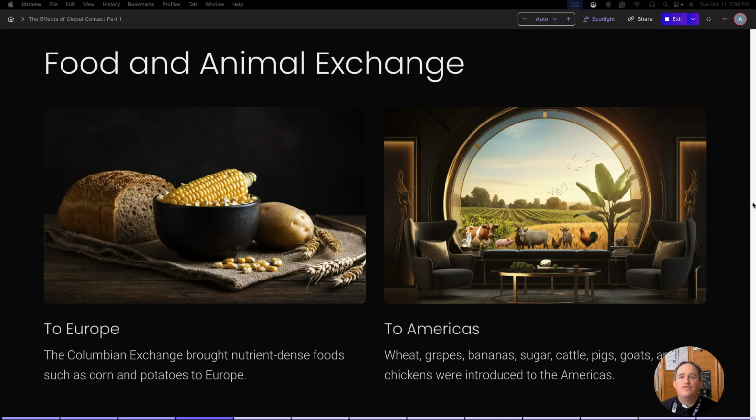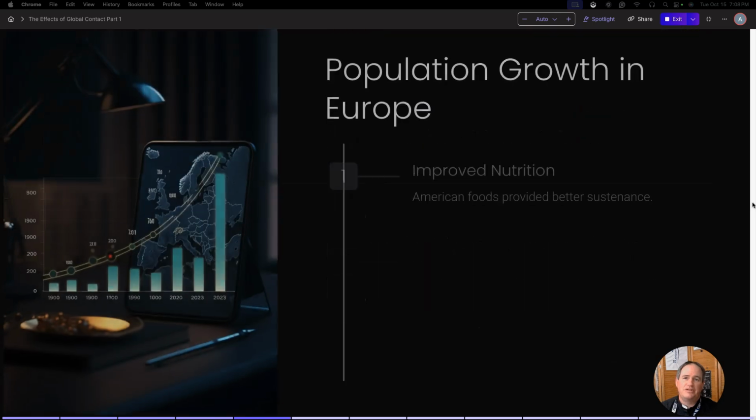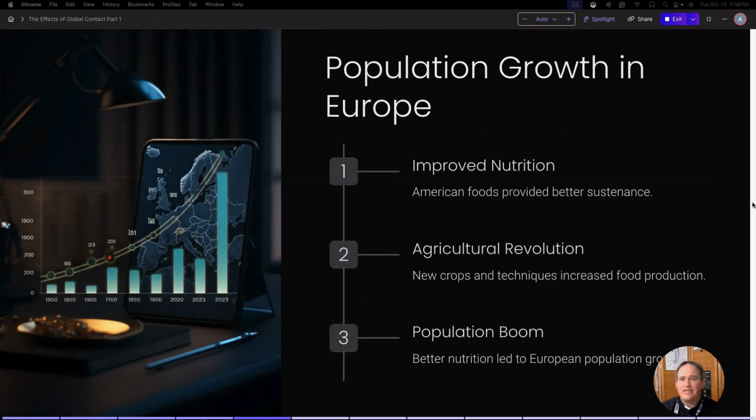But the exchange of foods didn't just change diets, it contributed to major population growth. Thanks to that better nutrition from American foods, the European population experienced significant growth. These crops improved overall health and led to longer lifespans.